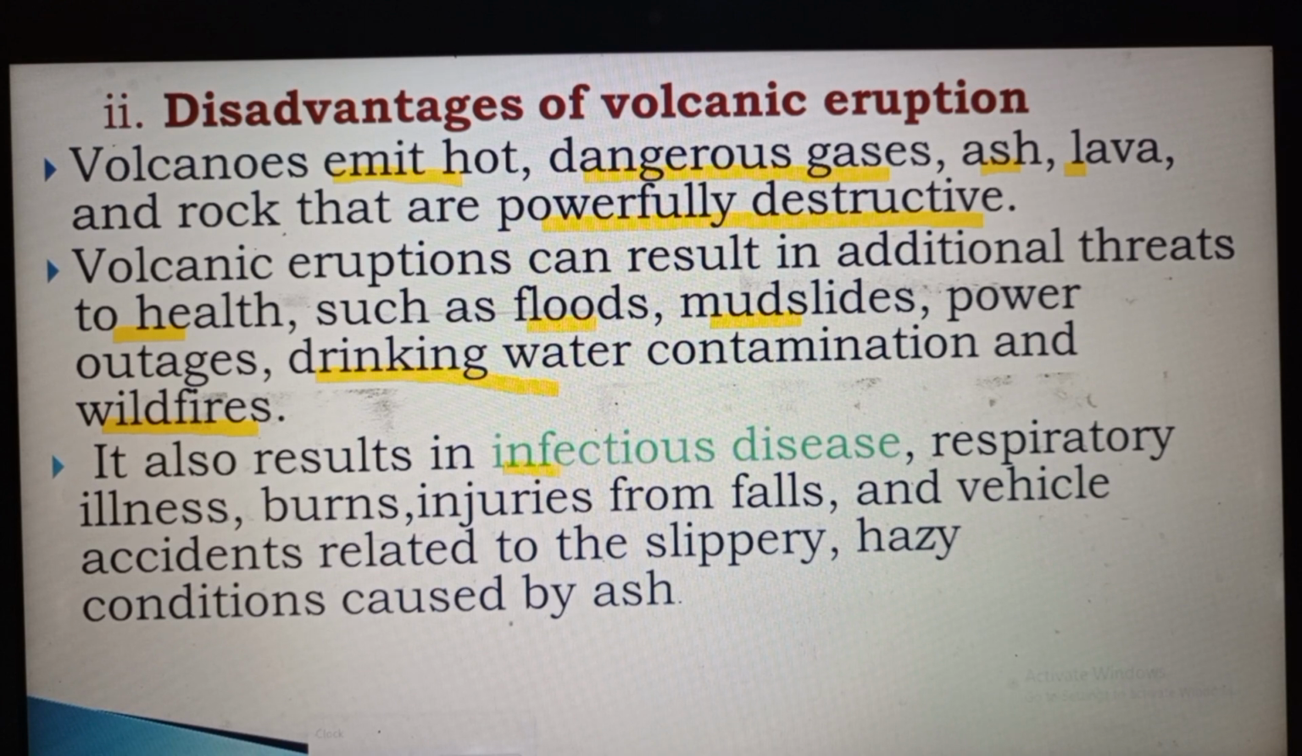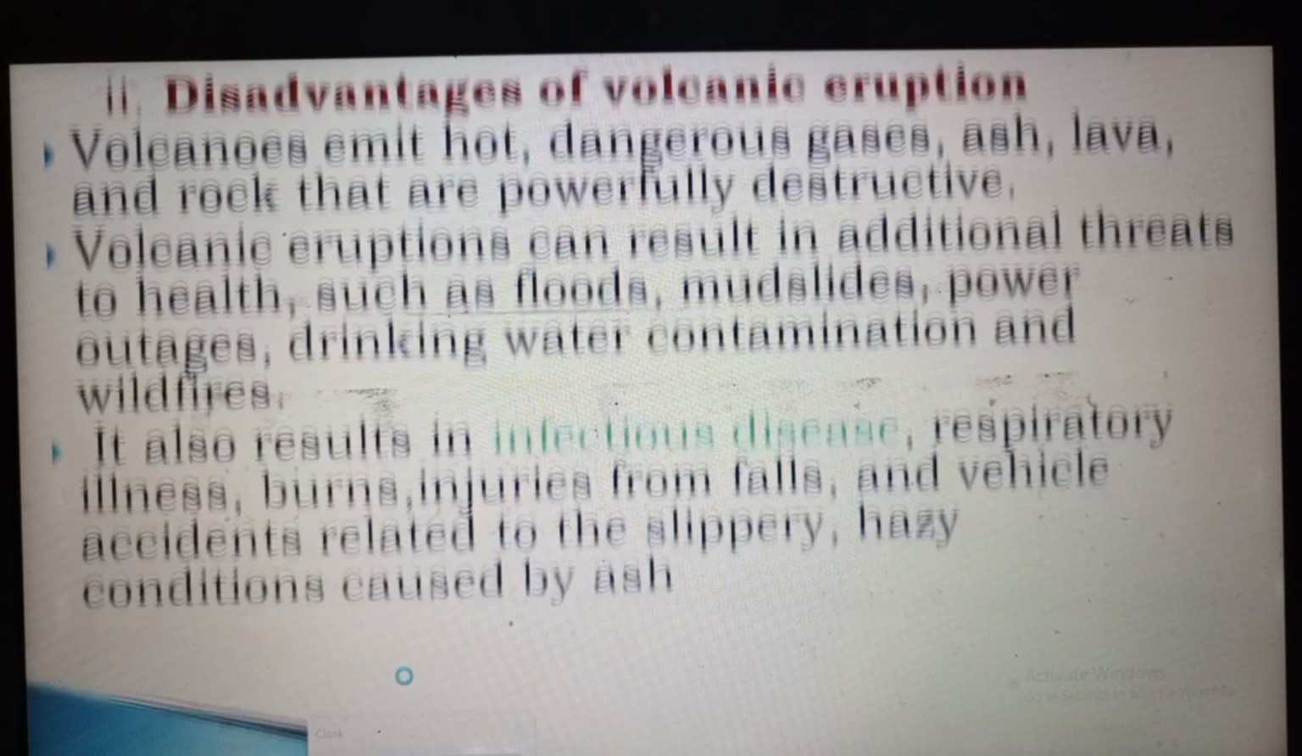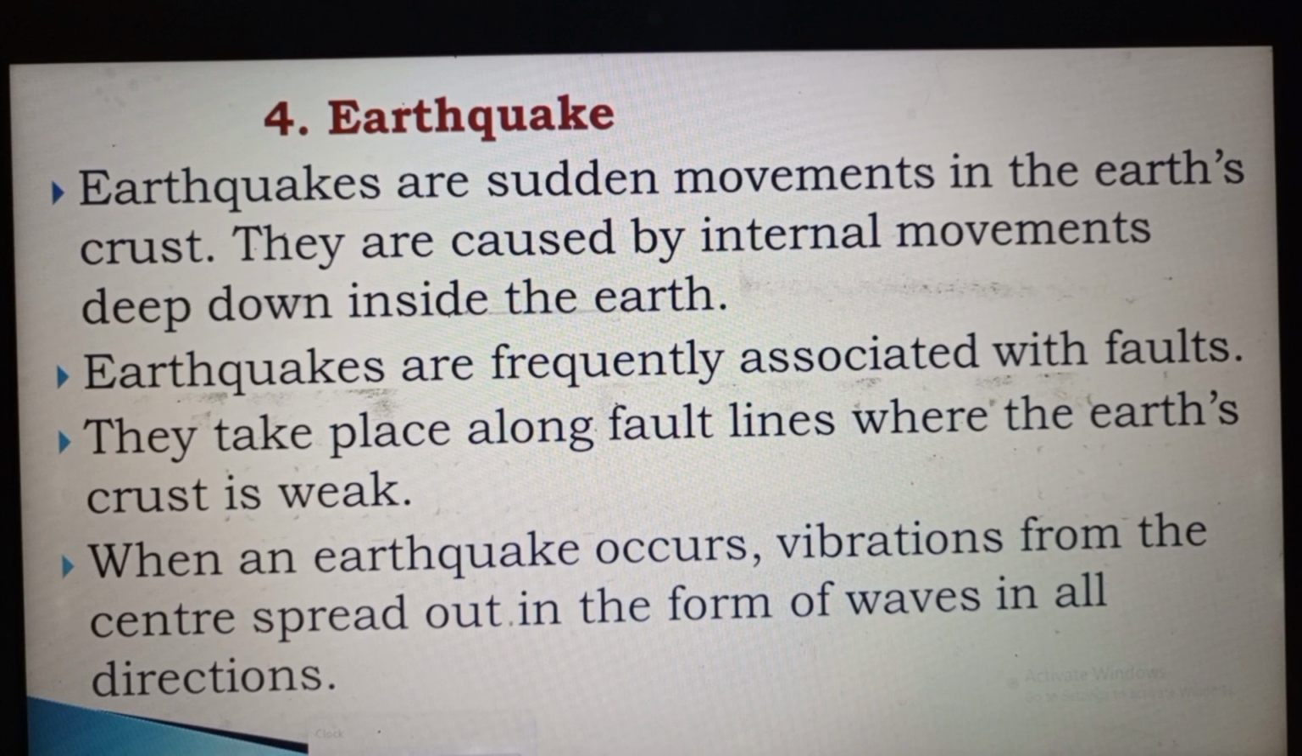Infectious disease. So it can be a source of disease or respiratory illness. It can cause burns, different forms of injuries, and falls and vehicle accidents related to slippery, hazy conditions caused by ash. So these are some of the disadvantages of volcanism. So volcanism has advantages and disadvantages.